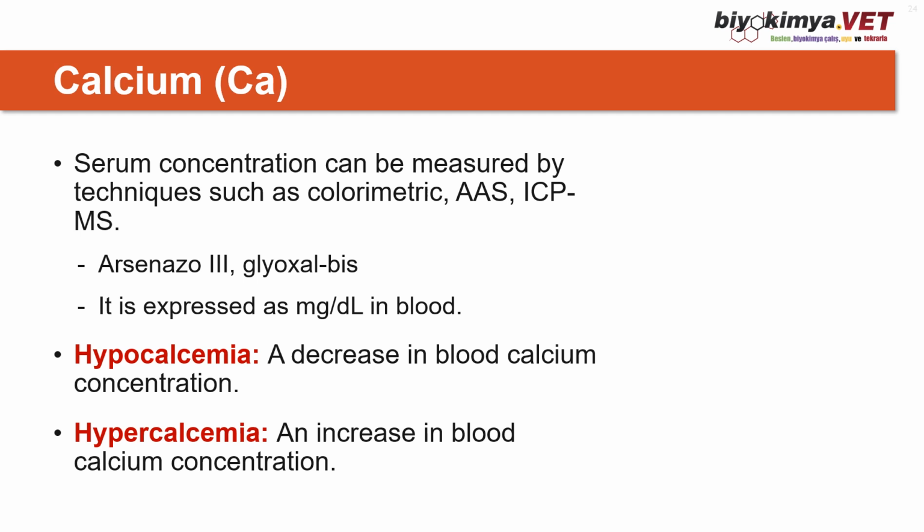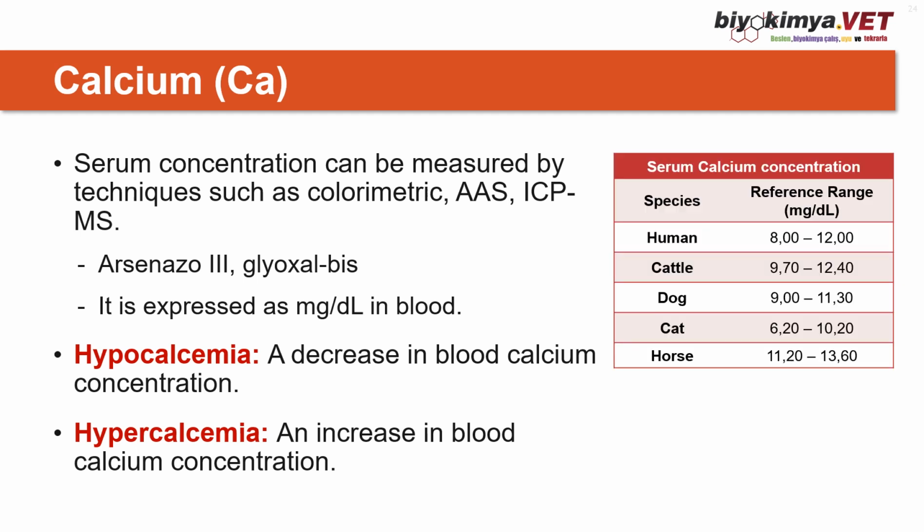And an increase in blood calcium concentration is called hypercalcemia, and some causes are neoplastic conditions such as parathyroid adenoma, multiple myeloma, and also hypervitaminosis D. And here in this table, you see the reference ranges of serum calcium concentration in some species: cattle, dog, cat, and horse.